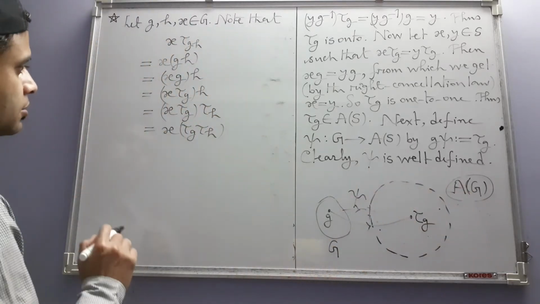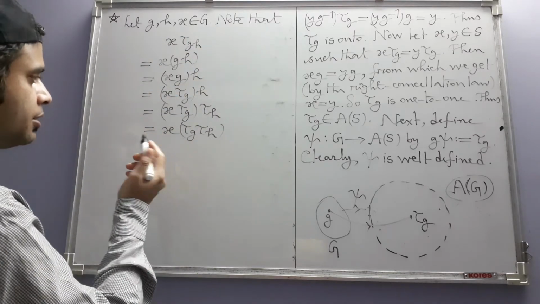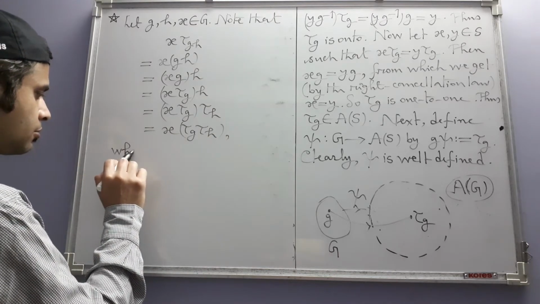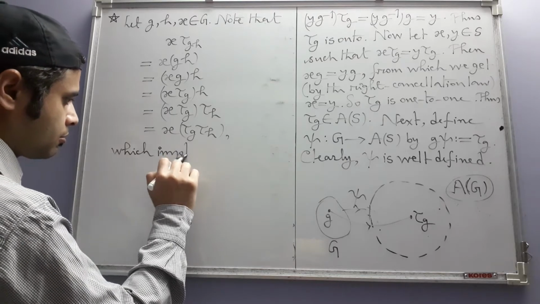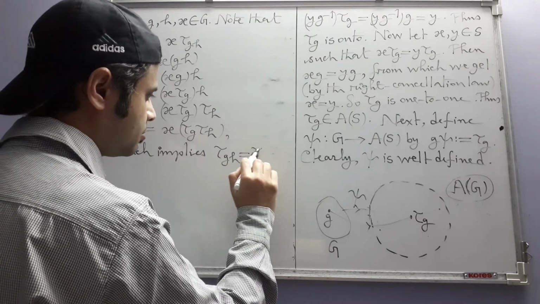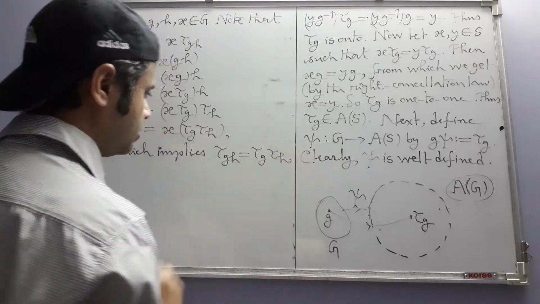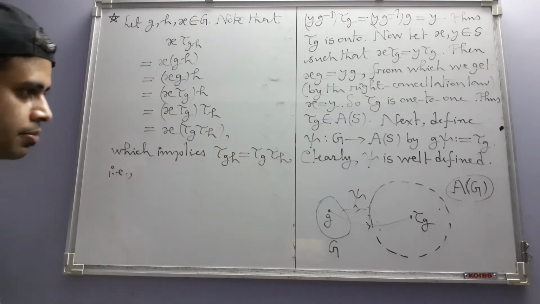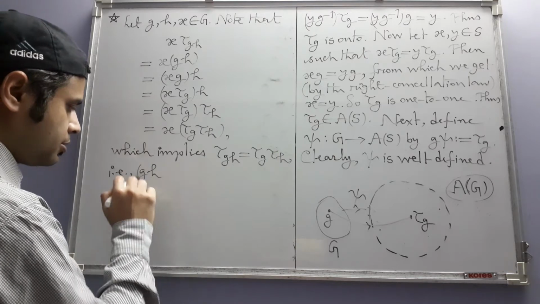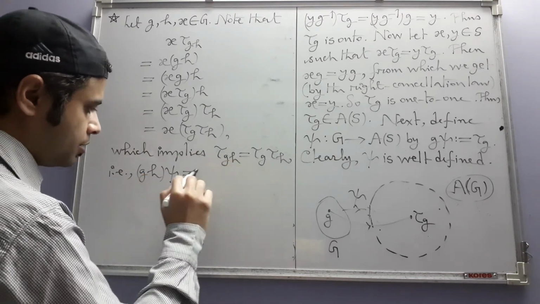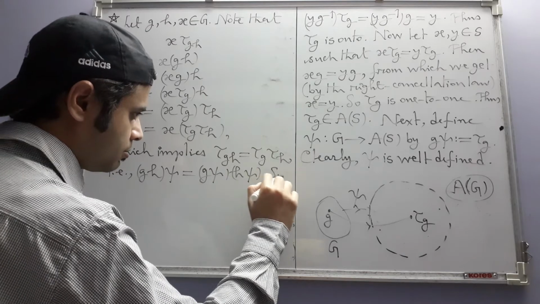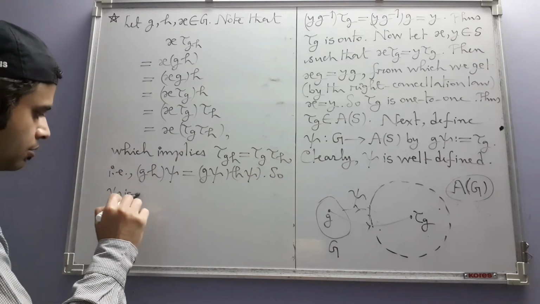Okay. So because we chose x to be any element in G, these equations tell us that tau gh is tau g times tau h, that is, tau gh will be gh psi, and this will be g psi, this will be h psi. So this is a homomorphism.